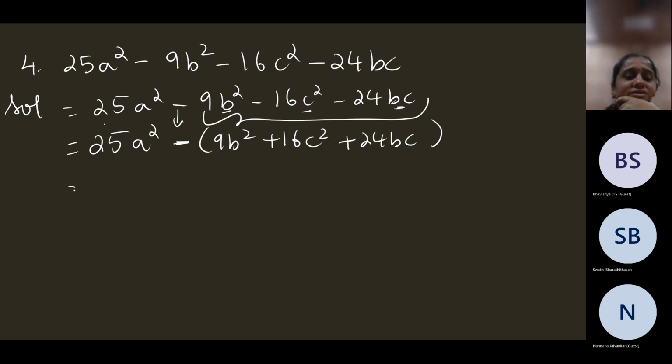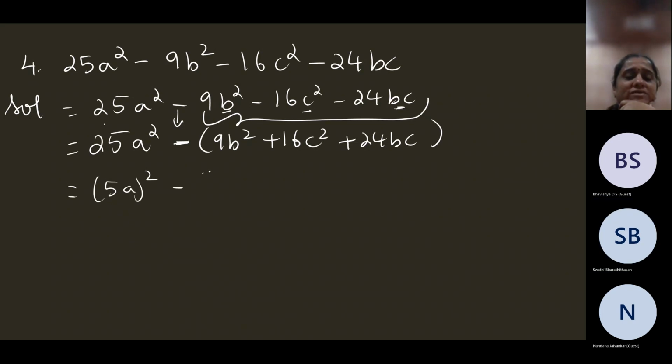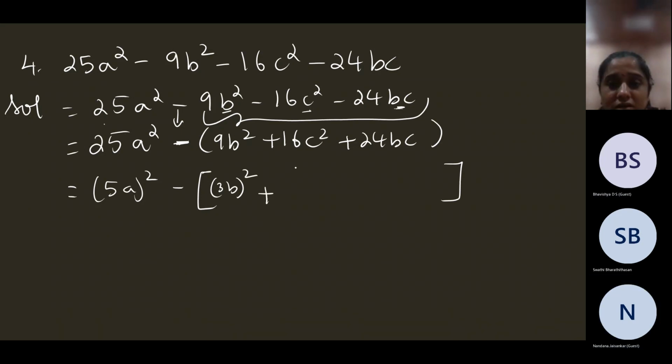Do we all understand this? Yes, ma'am. Now write this as 5A the whole square minus here. What will happen is 3B. 3B minus 4C whole square. Not minus, one minute. So you get plus.